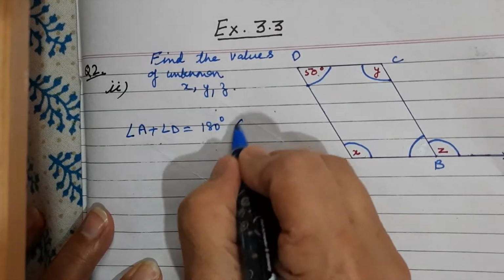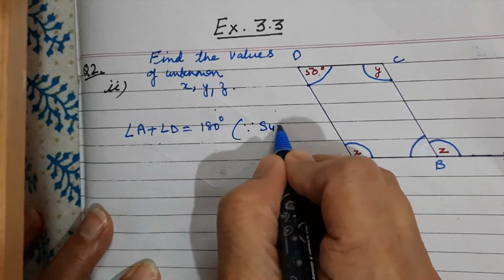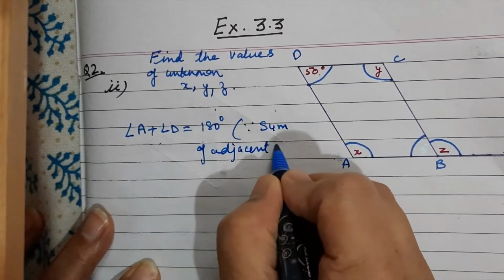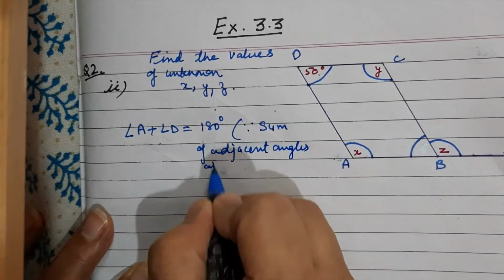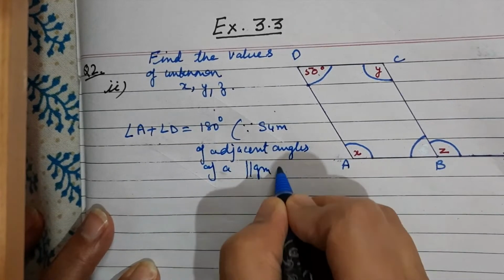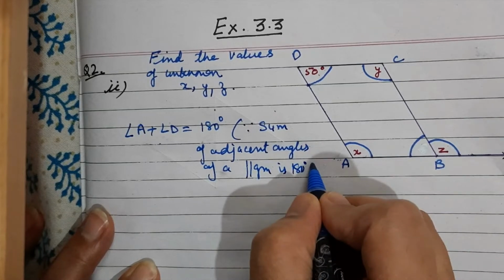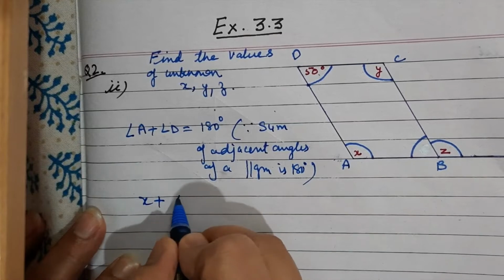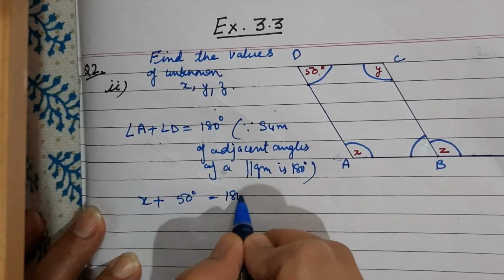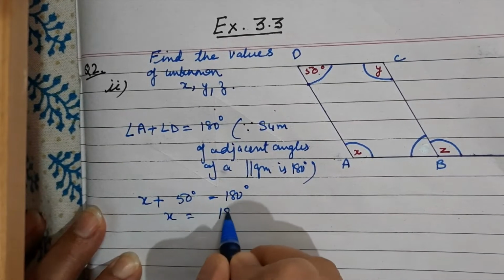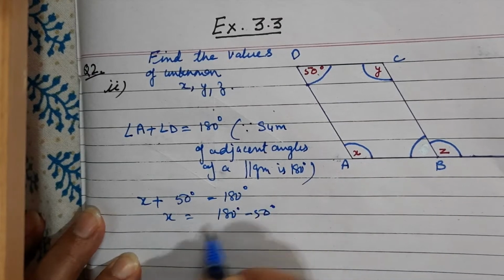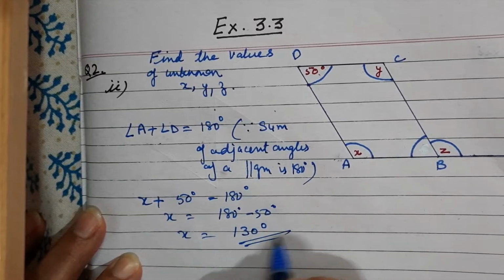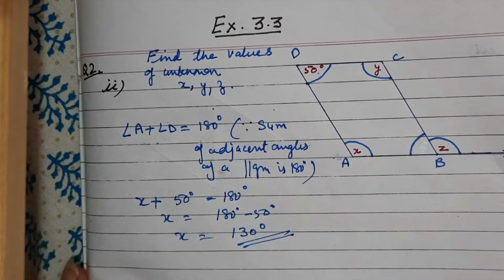So you will write here, because the sum of adjacent angles of a parallelogram is 180 degrees. So in this way, angle A is x, plus D is 50 degrees, is equal to 180 degrees. x is equal to 180 degrees minus 50 degrees. So x is equal to 130 degrees. So one value is calculated, that is, x is 130.